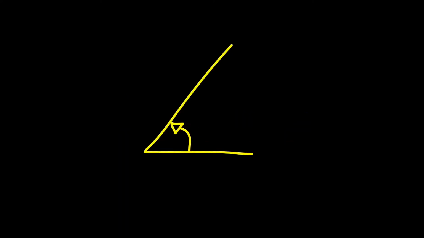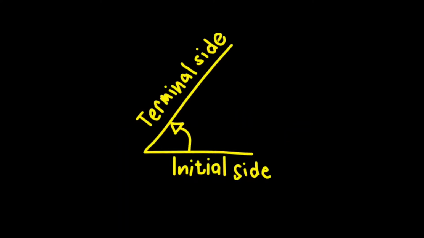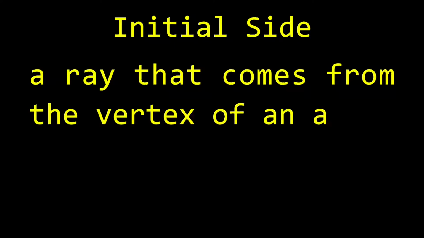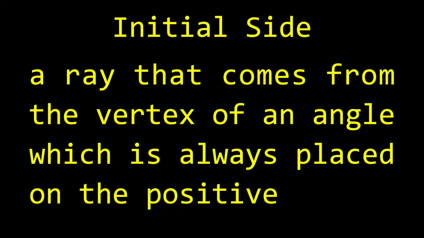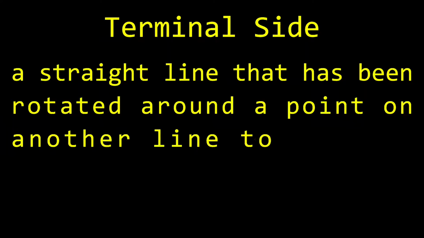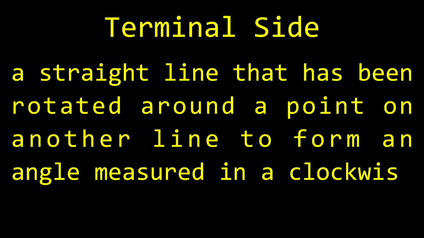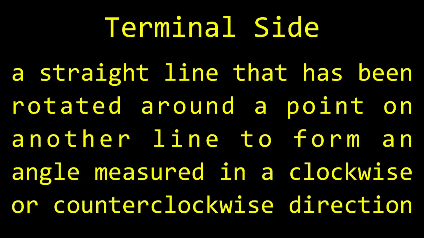Now, there are two parts in an angle, the initial side and terminal side. The initial side is a ray that comes from the vertex of an angle, which is always placed on the positive x-axis. On the other hand, the terminal side is a straight line that has been rotated around a point on another line to form an angle measured in a clockwise or counterclockwise direction.